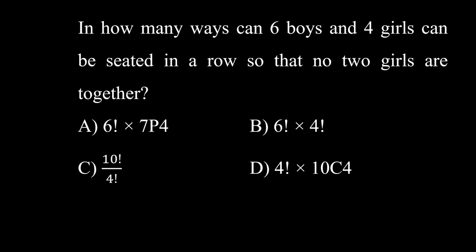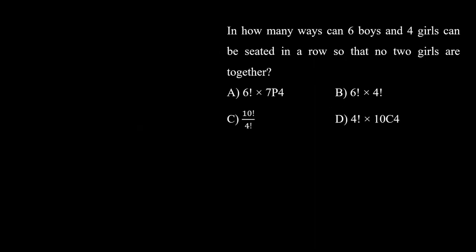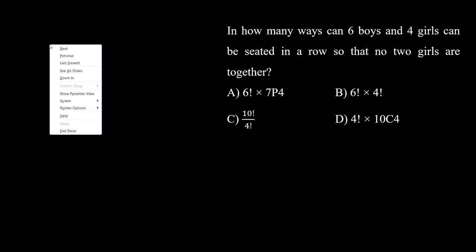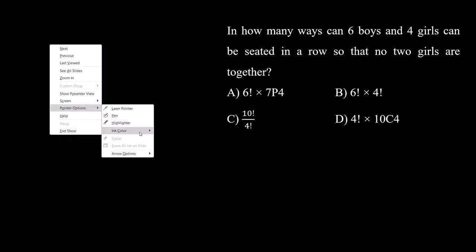Why, sir? Listen, alternate means boys together not allowed and girls together not allowed. Here only girls together is not allowed; boys together is okay, no problem. So note the difference. When the question is regarding alternate, boys together and girls together are both not allowed. Here only girls together is not allowed. Now first thing, when they say no two girls are together, you should arrange the boys first. The other people are boys, so arrange the boys first.